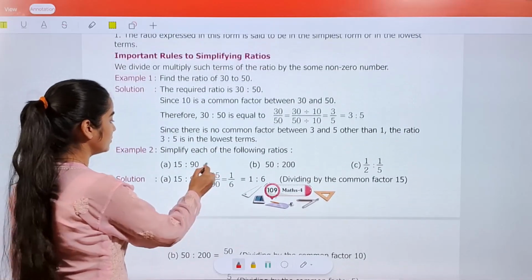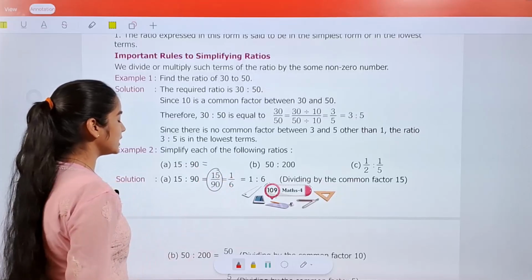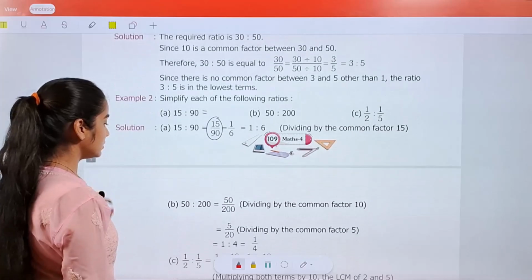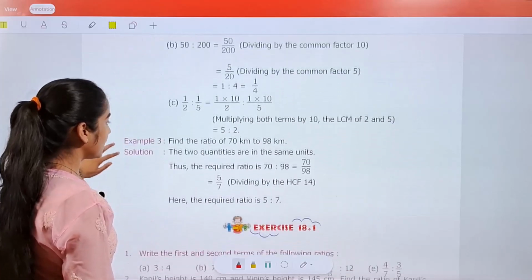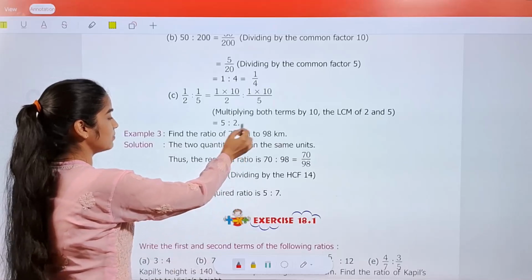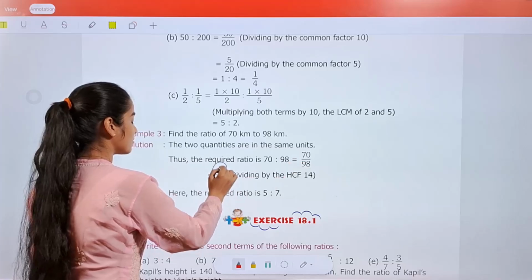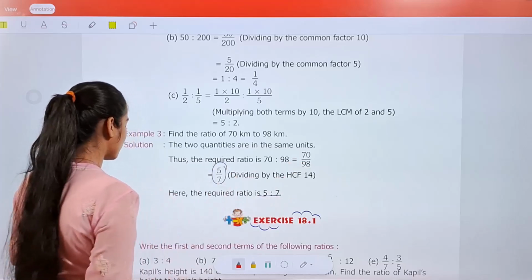So what you have to do, 50:90, which is 1:6 with the table of 15. So 1:6 is the simpler form. Find the ratio of 70 kilometers and 98 kilometers. So 70 is your first term, 98 your second term. 70/98, simpler form is 5/7. So 5:7 is your final answer.